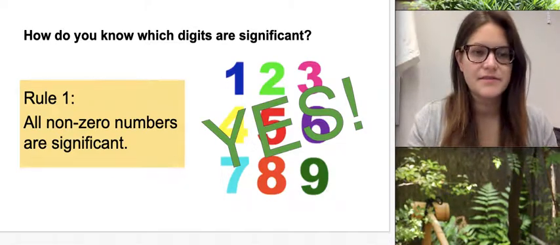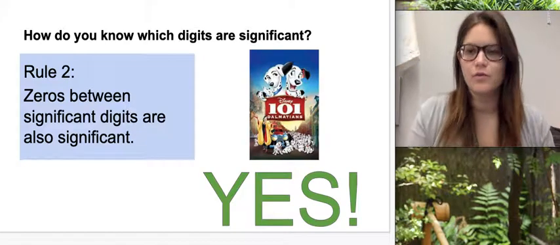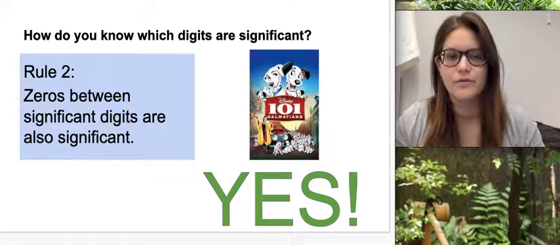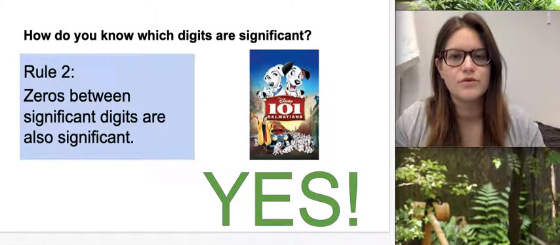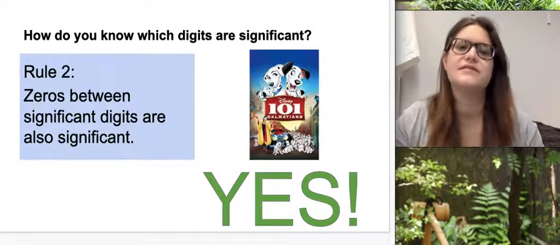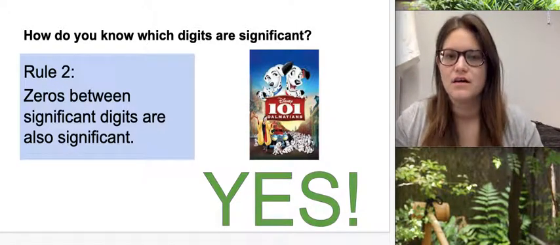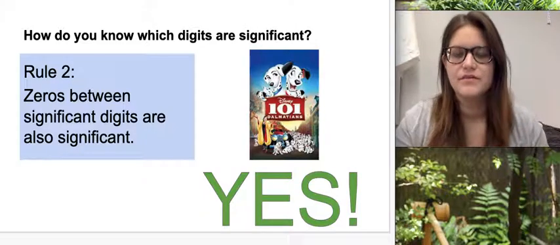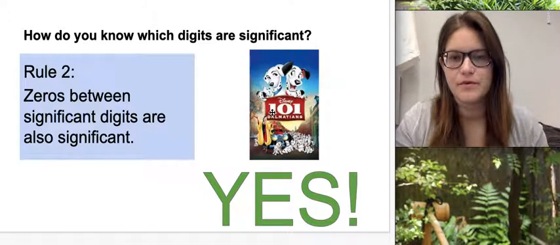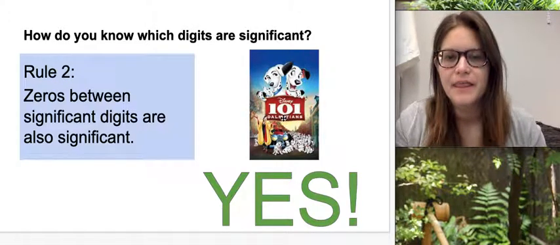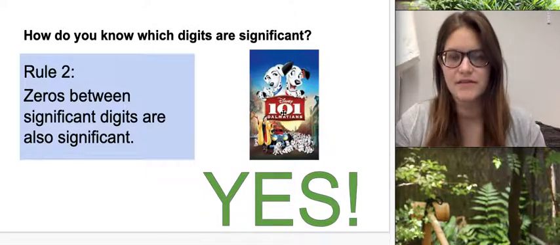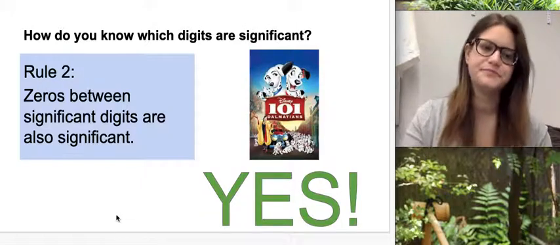Now, sometimes zeros are significant, and the only other rule that we'll look at today is rule number 2, which says that zeros between sig figs are also significant. So in this example, there's a 1 on either side of the 0 in 101 Dalmatians. And that 0, because there's a 1 after it, we know that that is significant. It's not rounded off. So it does, in fact, count as significant.